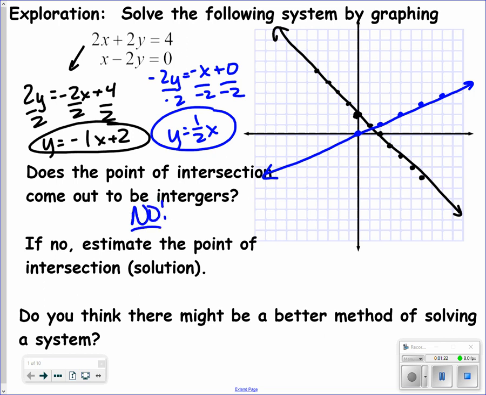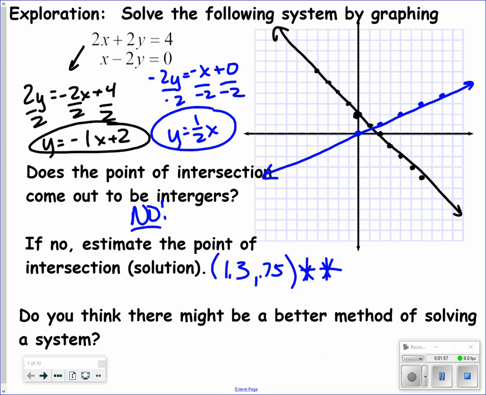And so if it's no, then we can estimate. Like we can come close. It looks like it's crossing a little above 1. Actually it is crossing at about 1.3. And it looks like it also crosses at 0.75 or something like that. So again, that's an estimation as to where they're crossing. That's not exactly where they're crossing.